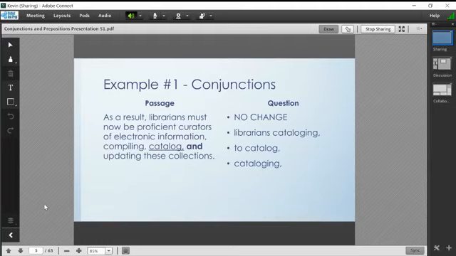So what do we see here? We see that word and, and then we see that word catalog that's underlined. Well, that means we need to match it up. We have to set up the parallel structure. We have to make sure everything is consistent with everything both before and after the conjunction.